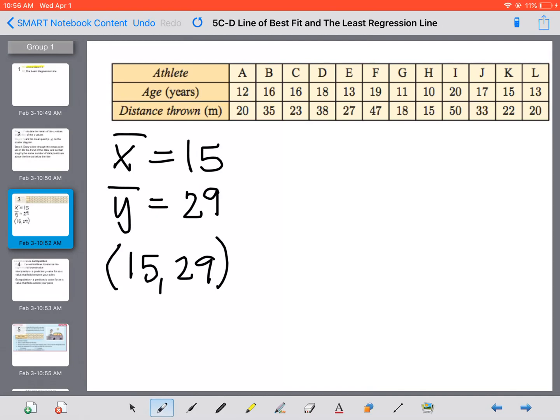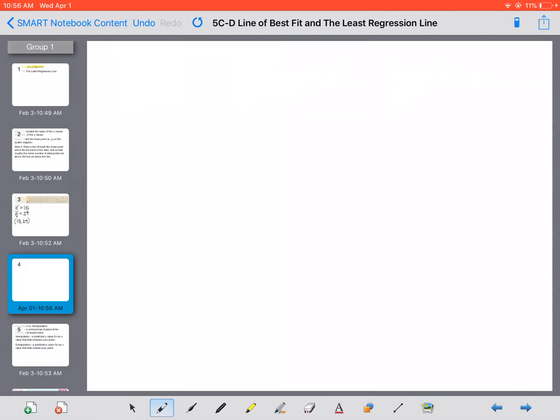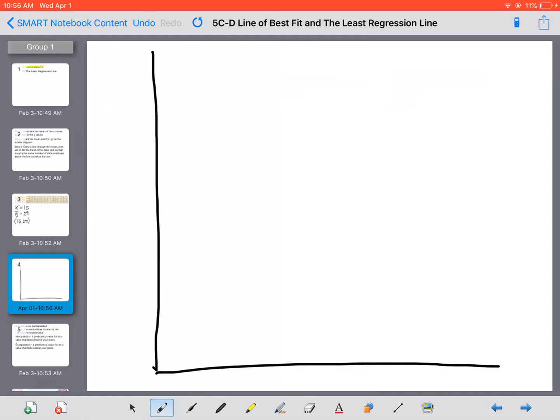So I'm going to go to another screen here, and we're going to make our scatter plot. So let's just roughly draw this. I'm going to count by twos here: 2, 4, 6, 8, 10, 12, 14, 16, 18, 20, 22. I don't know if I can go up anymore. I can't. So 6, 8, 10, 12, 14, 16, 22. And then we're going to count by fours going in the y direction.